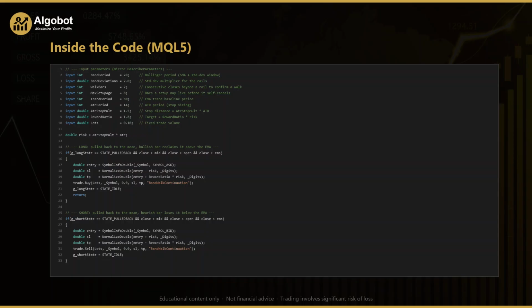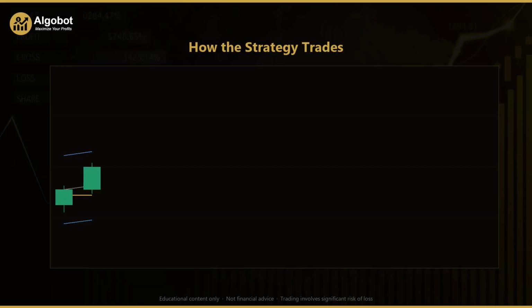The short block directly underneath is the mirror. It checks that the short state is pulled back, the close is below the middle band, the close is below the open, so the bar is bearish, and the close is below the EMA. It then reads the bid as the entry, places the stop 1 risk distance above, sets the take profit the reward ratio times risk below, and calls trade.sell. Notice how both sides use the same volatility-based stop and the same reward multiple, just flipped in direction. Clean, symmetrical, and objective. Now let's bring the logic to life on a chart.